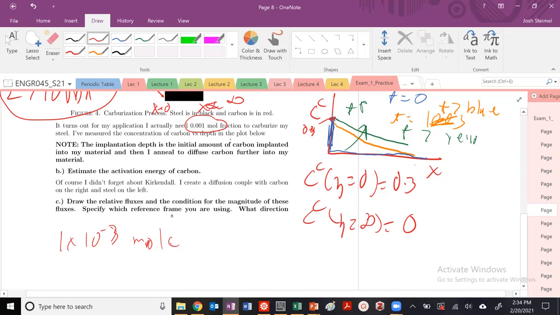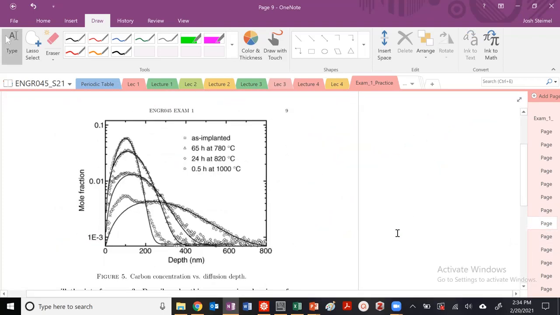So I measure the concentration of carbon versus depth below, and in this next plot we're going to see the implantation depth, the initial amount of carbon implanted in my material, and then I anneal to diffuse carbon further in my material. I'm asked to estimate the activation energy of carbon. Let's go down to our graph here. We have this graph of mole fraction. We're focusing on this here, and we have this square as implanted. Let's say this distance is like 200 nanometers. So that's our distance, our x.